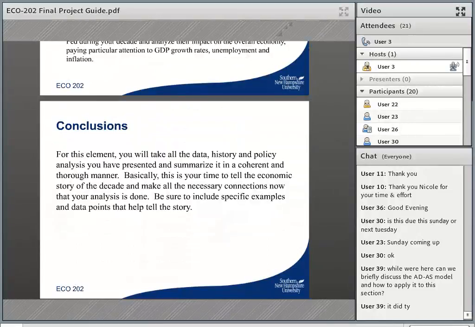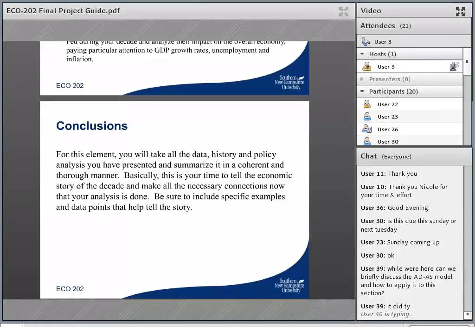So the conclusion here is you're going to summarize and synthesize the data, the history, and the policy analysis that you've presented in a coherent, thorough manner, as it says. So this is your time to tell the story of the decade and make any connections that your analysis has led you to conclude. And be sure to include specific examples and data points that help tell the story.